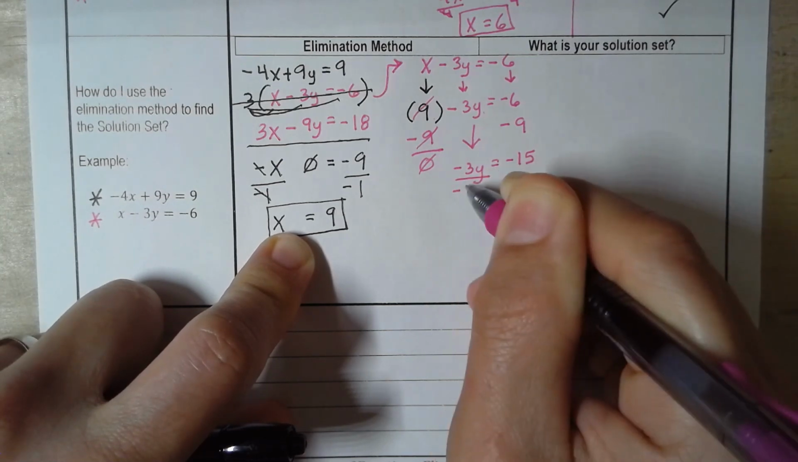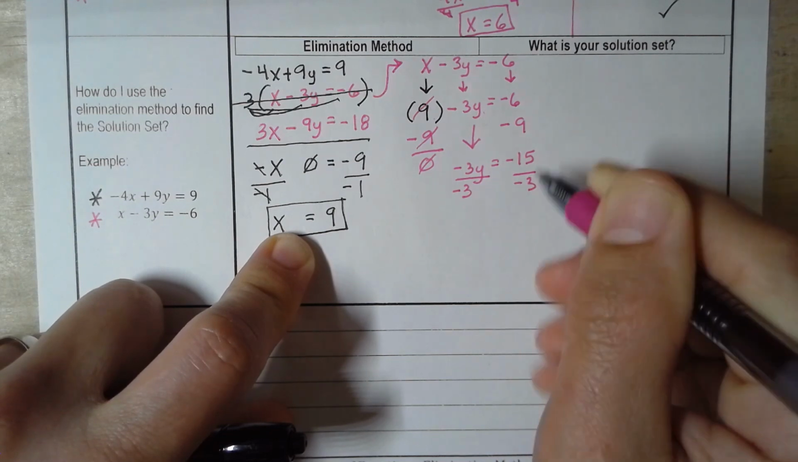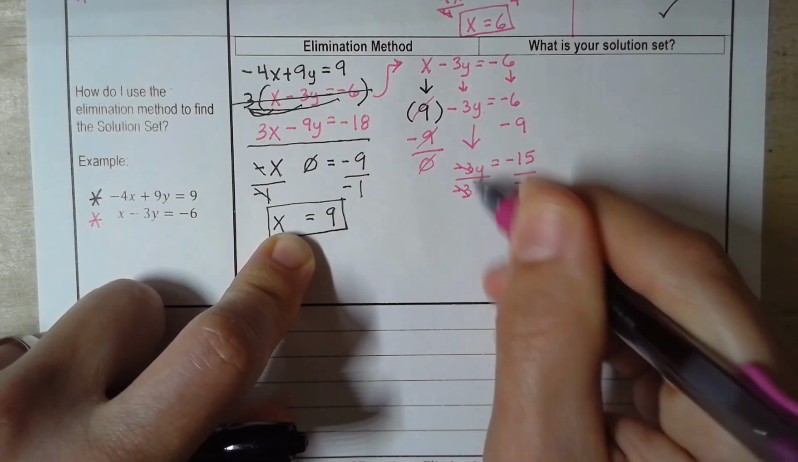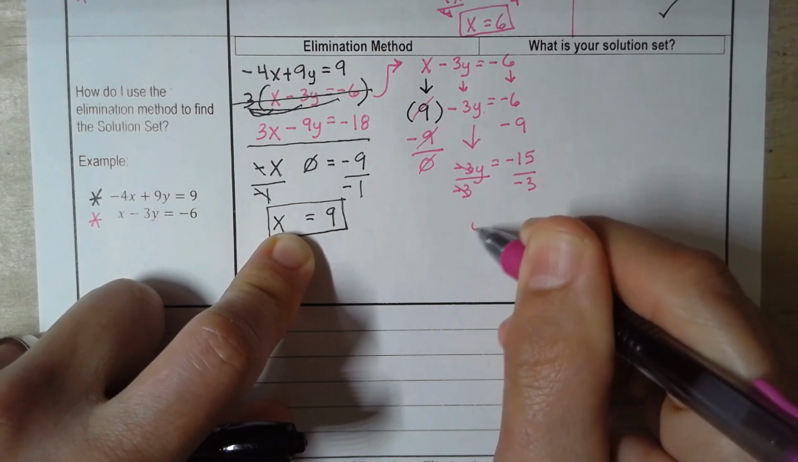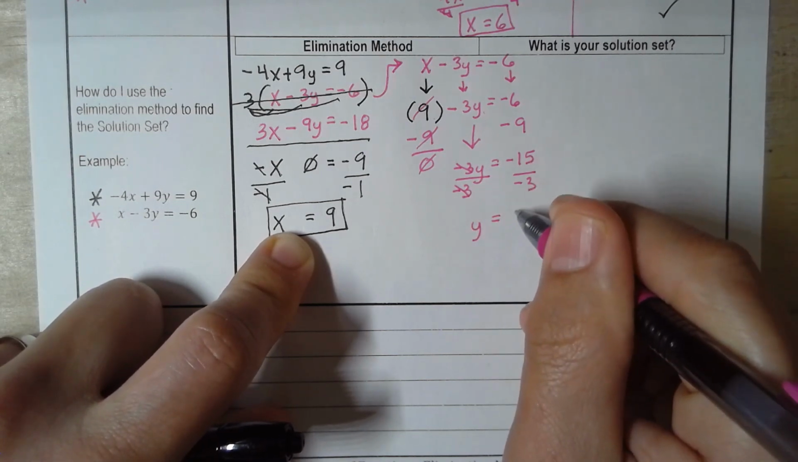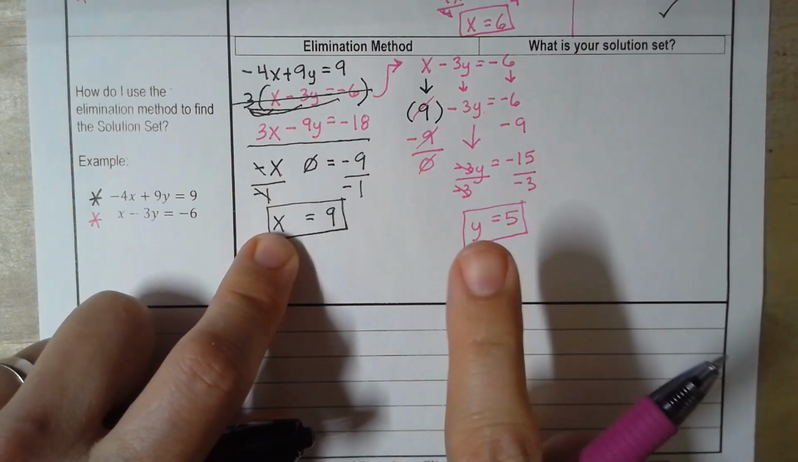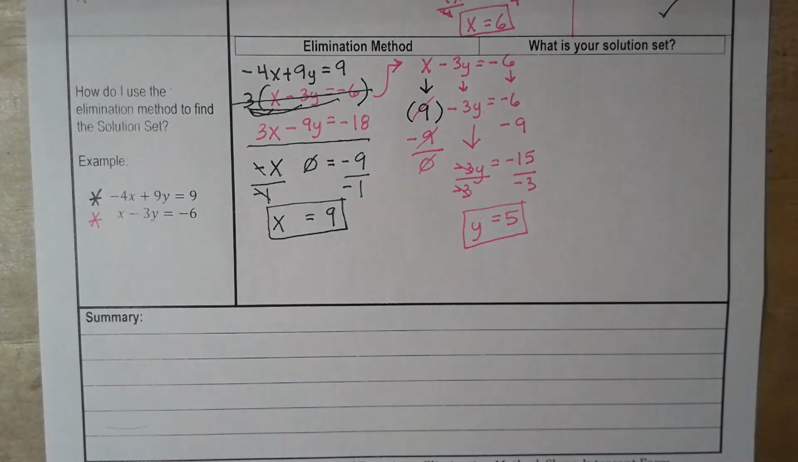I'm now going to divide by my coefficient of y, which is -3. I'm going to do that on both sides to keep my equation balanced. -3 going to -3 one time, so we're just left with 1y. -15 divided by -3 becomes a positive 5. I have my x value, I have my y value, I am done. And that's why I think this is the easiest way to solve a system of equations.